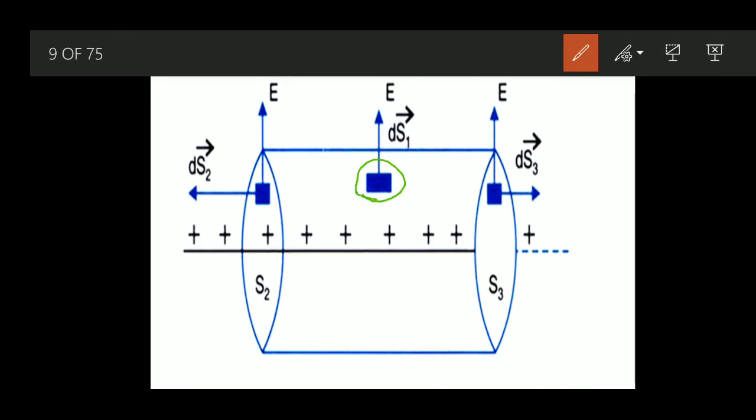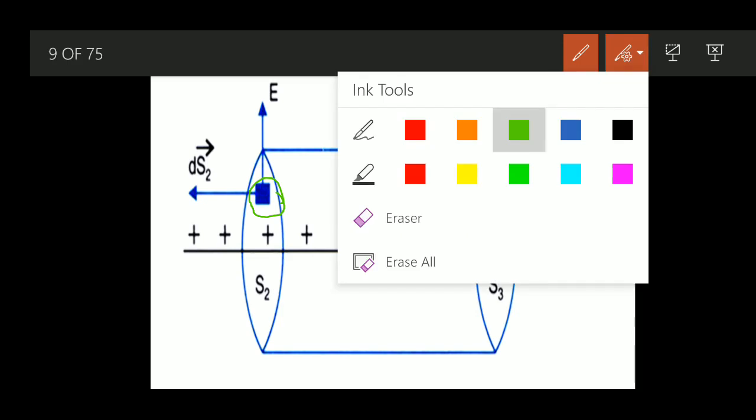It has an area dS1, and the area vector is acting vertically upward. If you consider dS2, a small area, the area vector is acting in this direction. And here the third surface, a small area alone. Then we will calculate the total area. Now in dS1, the area vector and electric field are both acting in the same direction. But what is the angle between them in the second case? Can anybody say?